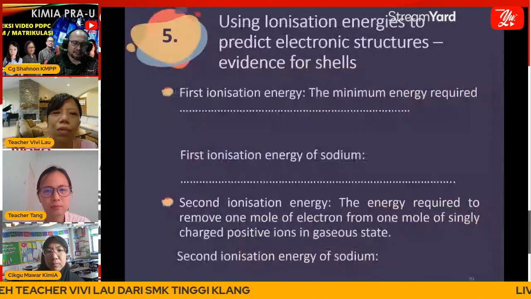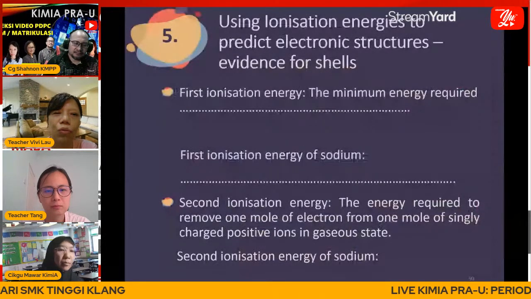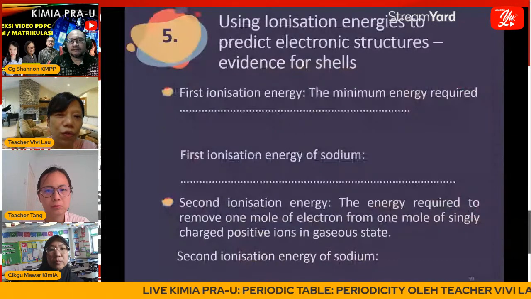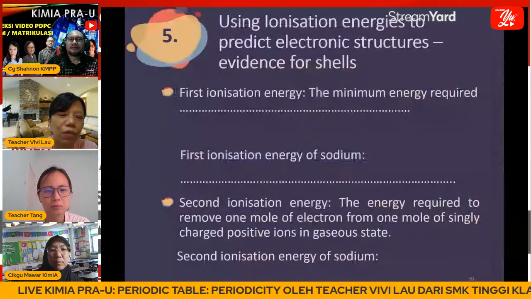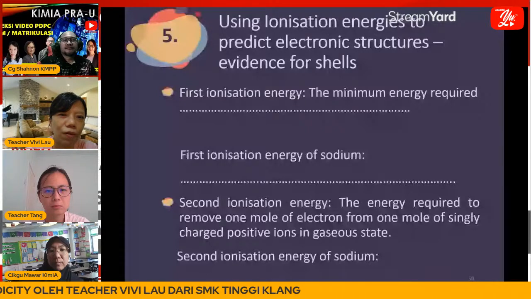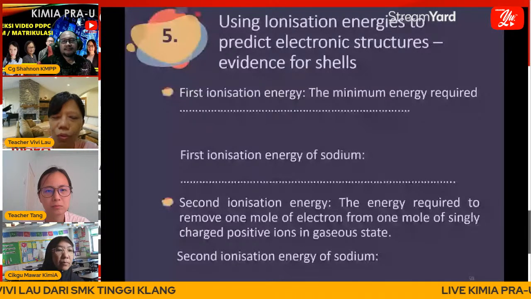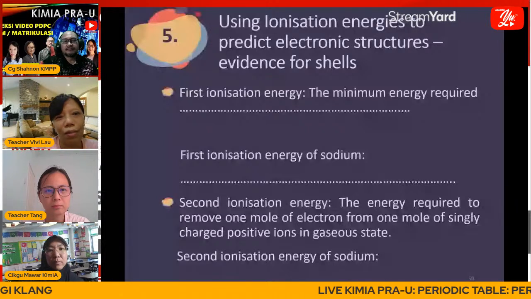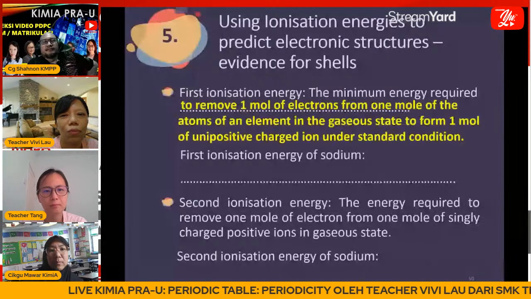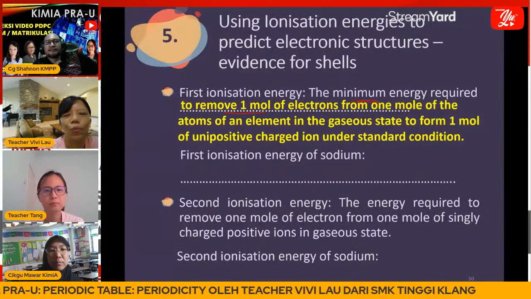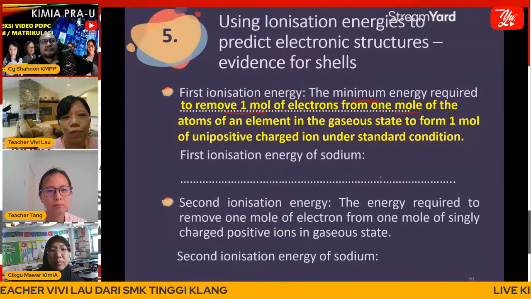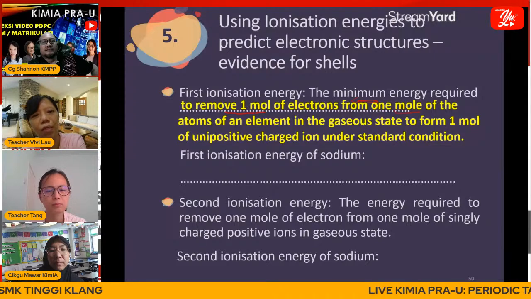So we can use the ionization energy to predict the electronic structure, means the electronic configuration. So it shows the evidence for shells. Before that you must know the definition of first ionization energy. This one you have learned in thermochemistry. So first ionization energy is the minimum energy required to remove one mole of electron from one mole of gaseous atom of element to form one mole of positive charge ion under standard condition.